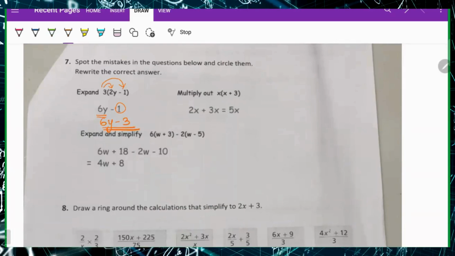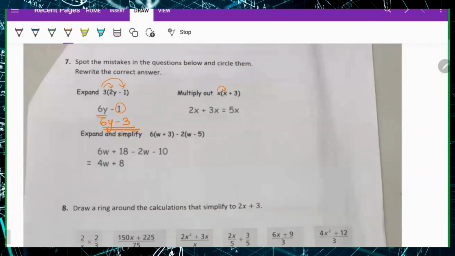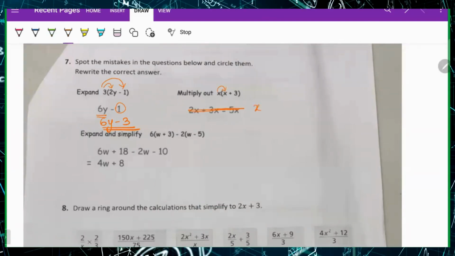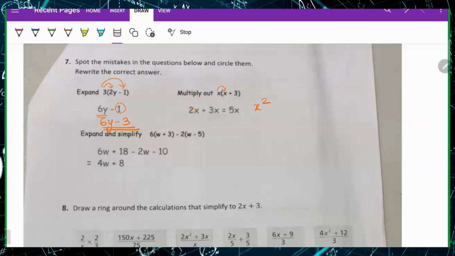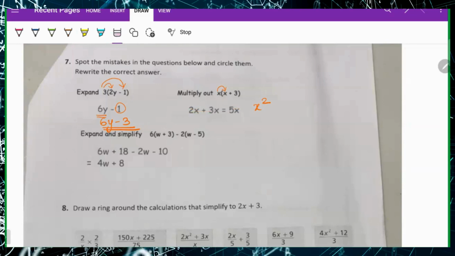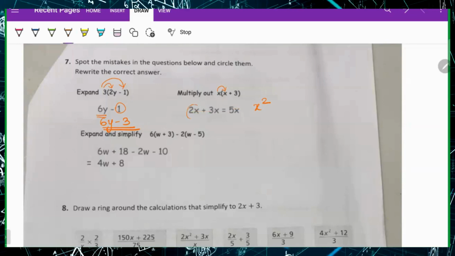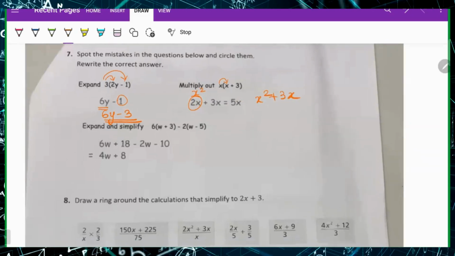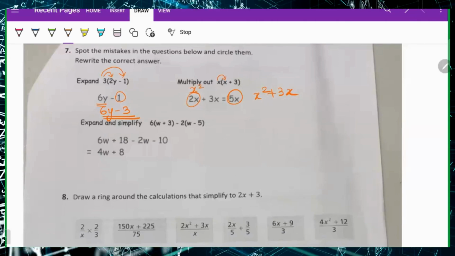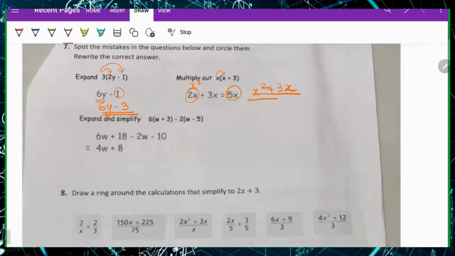Let's move on to this one. Again, x into x will give you x square, right? That's the difference. That's the problem, I guess. Okay, x into x should give you x square plus 3x. So you will not even get this. And that's the correct answer.